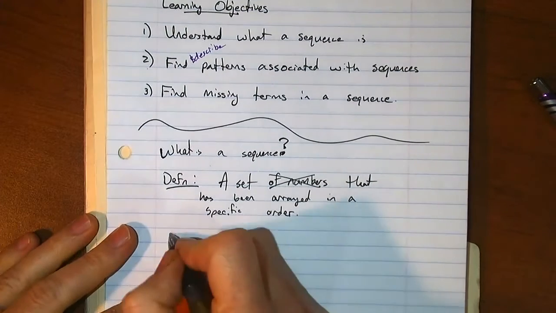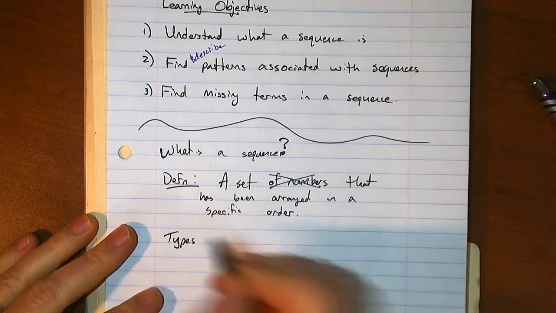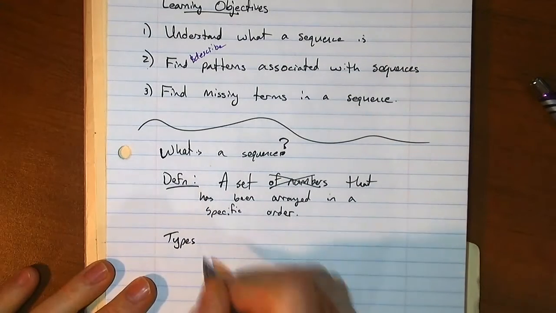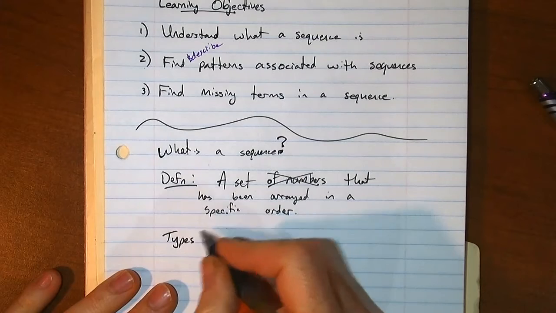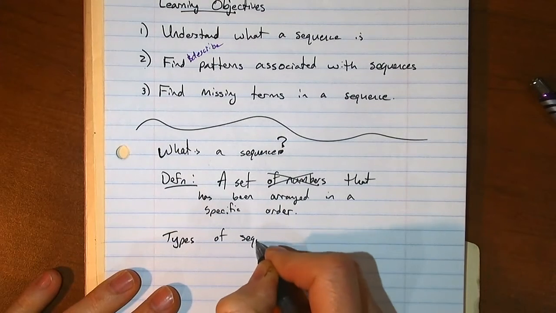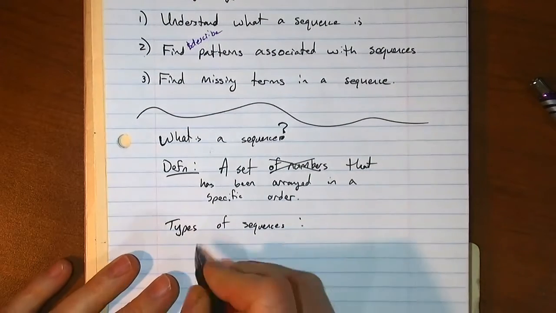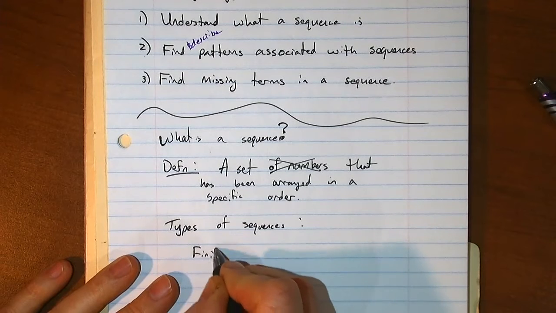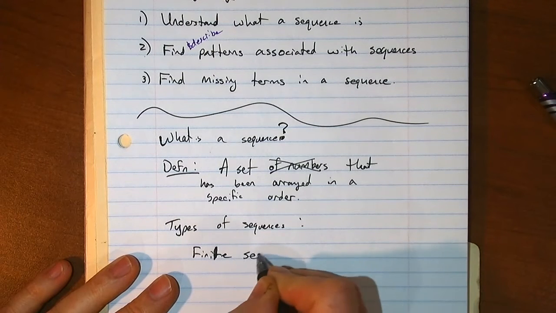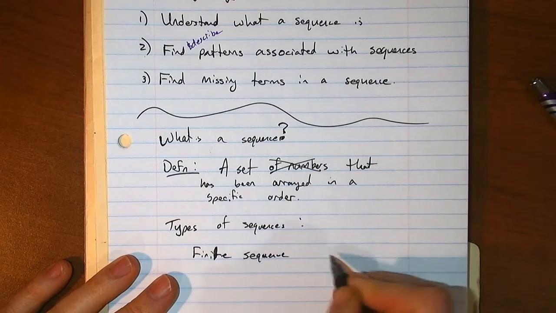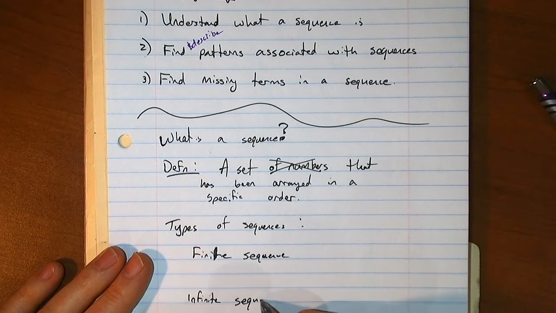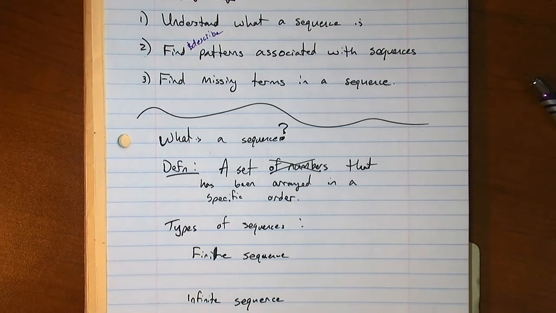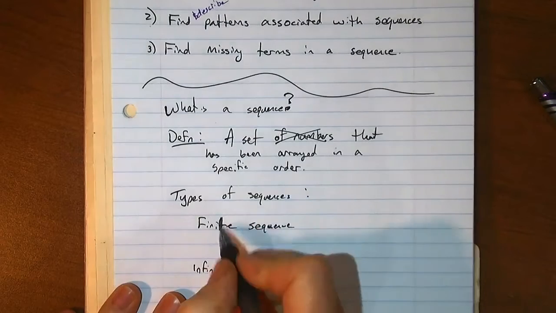Now, there are two kinds of sequences, at least as far as our class is concerned. There's actually more than two, but for this video, we're going to look at two very broad general types of sequences. And that is a finite sequence and an infinite sequence. And if you're familiar with the term finite and the term infinite, then you probably know what these two things are. You can probably guess.